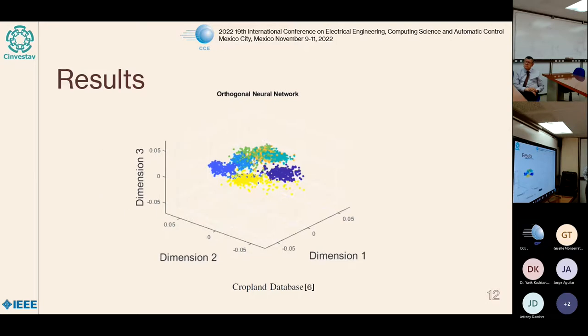The last one is for the cropland database. We can see the good separability. But this graph is a static graph. Imagine if we could move this graph, it's not possible now because this graph is static. But believe me, this graph presents a good separability between classes.